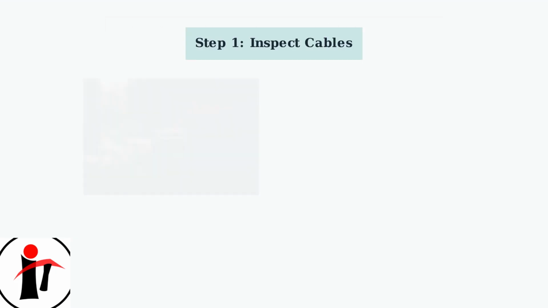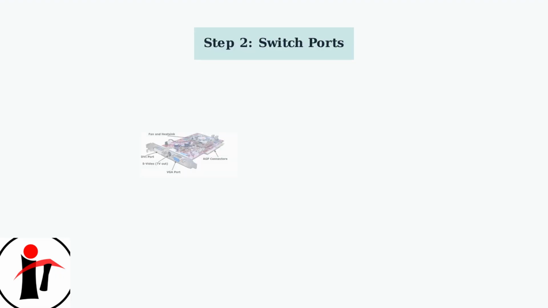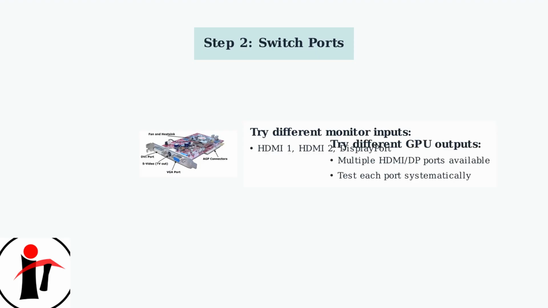The first step in fixing monitor glitches is inspecting your cables. Damaged HDMI or DisplayPort cables are responsible for 40% of all display issues. Next, try different ports on both your monitor and graphics card. This simple step can resolve connection issues caused by faulty ports.